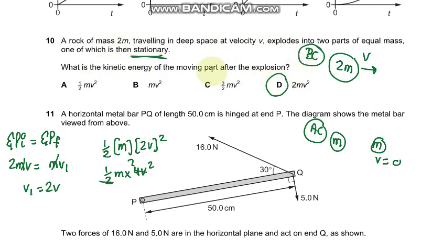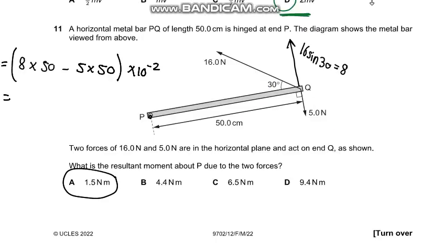So what is the kinetic energy of the moving part after explosion? Before collision, the total momentum is 2mv, and after collision, the total momentum is simply mv1. So from here we can say that v1 is equal to 2v. After collision, the kinetic energy becomes half m v squared, which is (2v) whole squared, because that's 2v. So that would make up 2mv squared. So D is the appropriate answer.